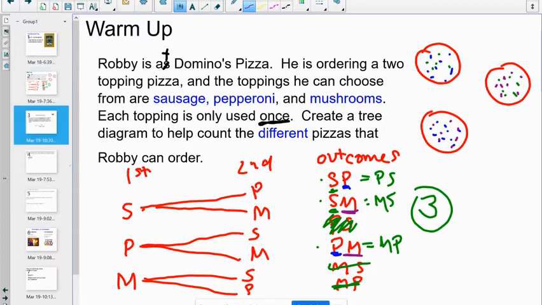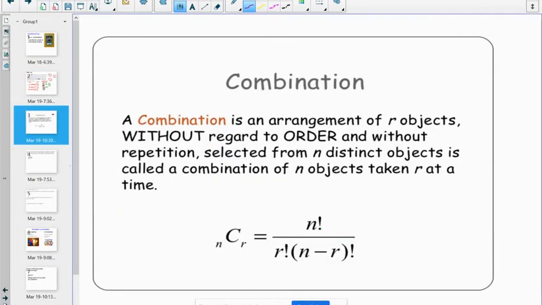Okay, so combination definition, you're going to make sure you want to write this down. Feel free to pause it. Combination is an arrangement of r objects without regard to order. So order does not matter in this case, and it has without repetition. And you're selecting from n distinct, so n and r are going to be the same exact things again like they were when we did permutations, but instead, here's our new formula.